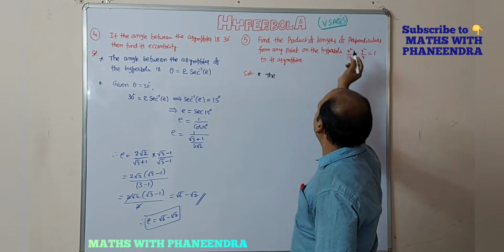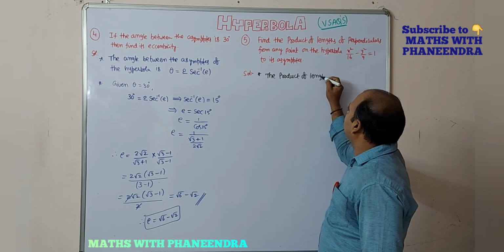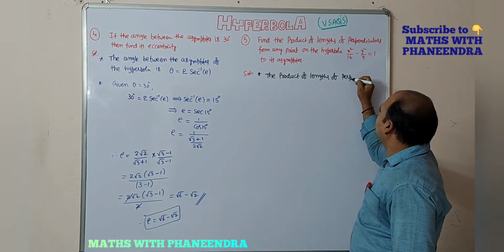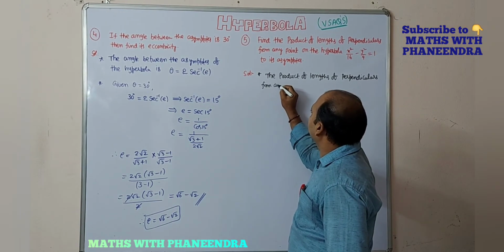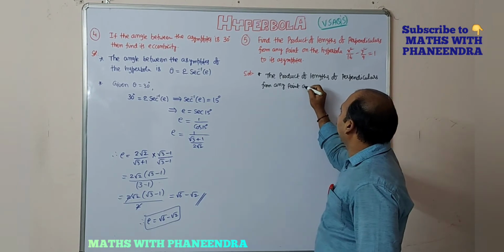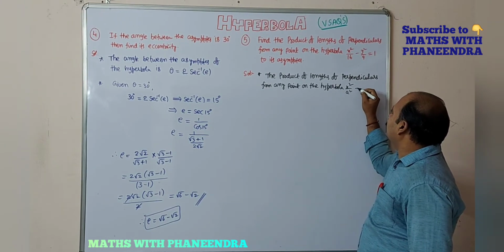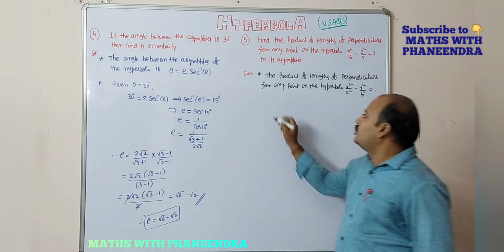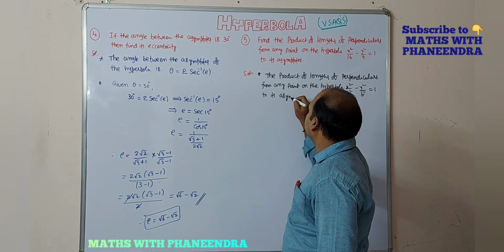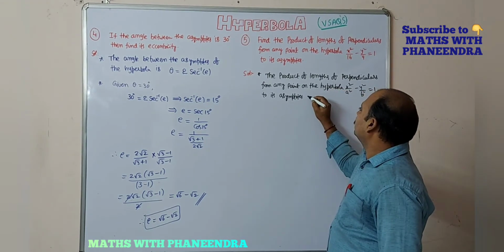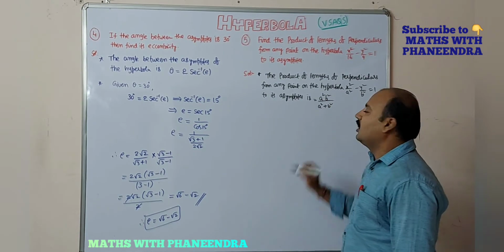The product of lengths of perpendiculars from any point on hyperbola x square by a square minus y square by b square equal to 1 to its asymptotes is a square b square by a square plus b square. This is the formula, dear students.